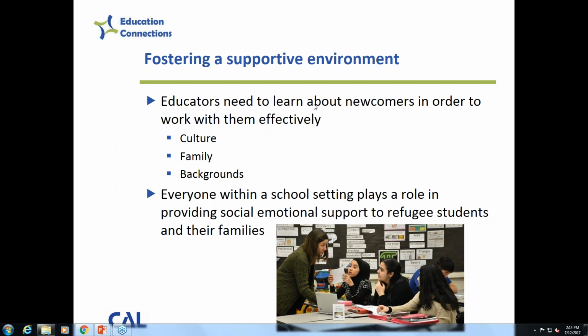Okay, before we lost our connection, we were talking about fostering a supportive environment for our newcomers. The things that we can make an effort to do is to learn about our newcomers so that we can work with them effectively. It helps if we know about their culture, about their family, and about their backgrounds.